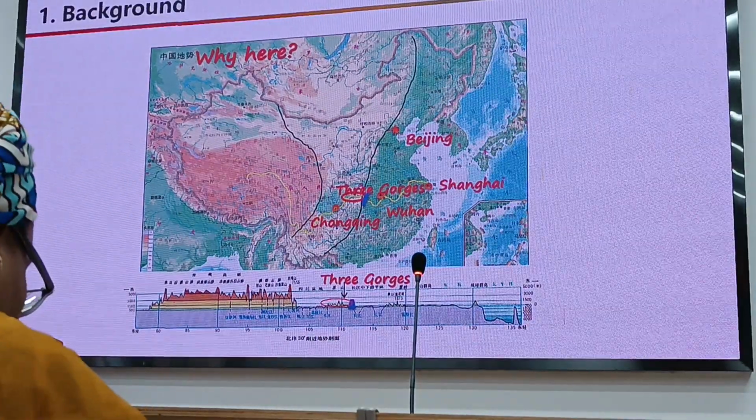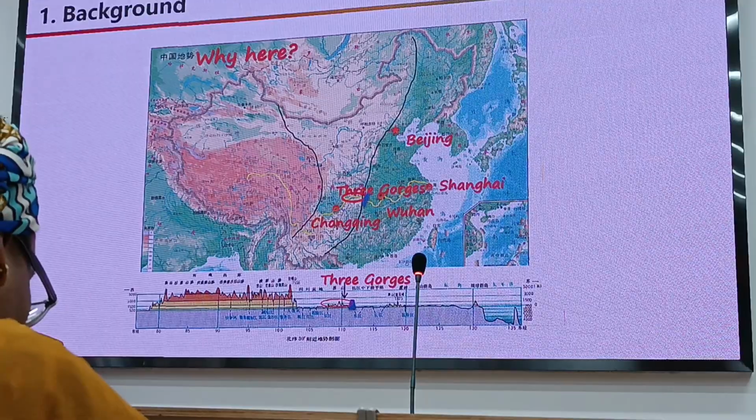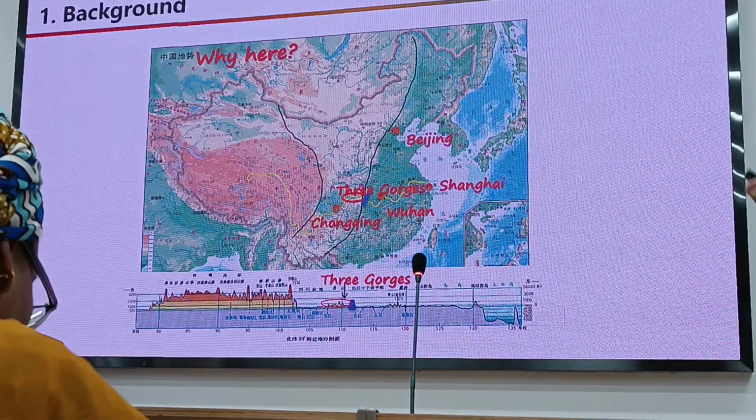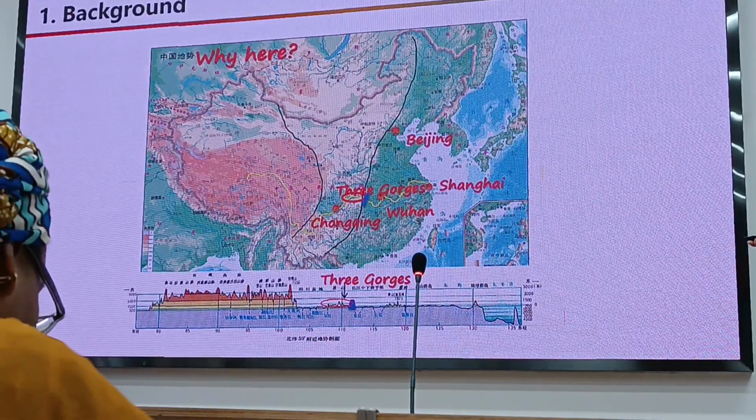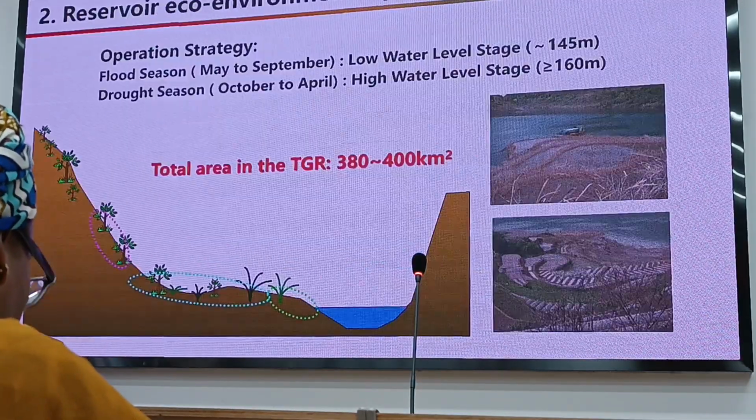So there are high mountains, and Chongqing and Chengdu are in the basin. It's a plain basin. So you see Chengdu is very flat, right here. It's surrounded by the mountains.